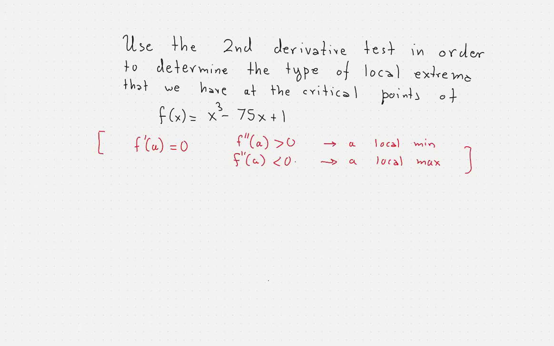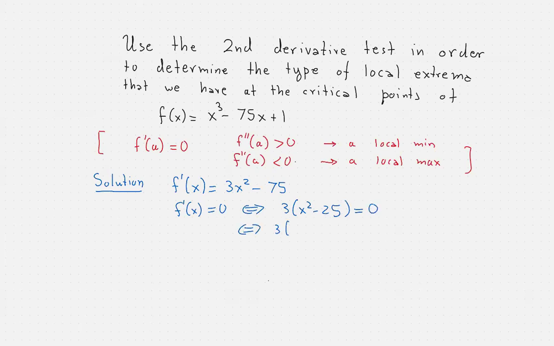So we take the derivative in order to find the extrema. So we have f prime of x, in order to find the critical points. f prime of x is 3x squared minus 75. If we set it equal to 0, then that gives us 3 times x squared minus 25 is equal to 0, which can be further factorized as 3 times x minus 5 times x plus 5 is equal to 0. That means that we have two critical points, 5 and negative 5. So these are the critical points.